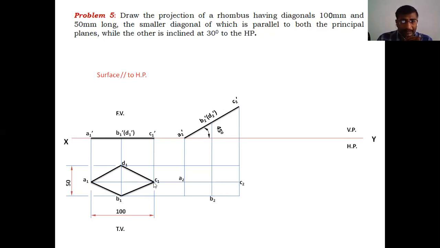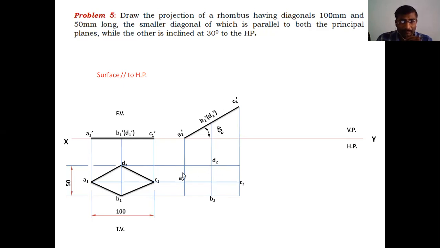Similarly, C2: the line drawn from C1 will be intersecting the line drawn from C2 dash. Therefore, that intersection point is located as C2. Similarly, D2: the intersection point of the line D2 dash and the D1 line is D2.